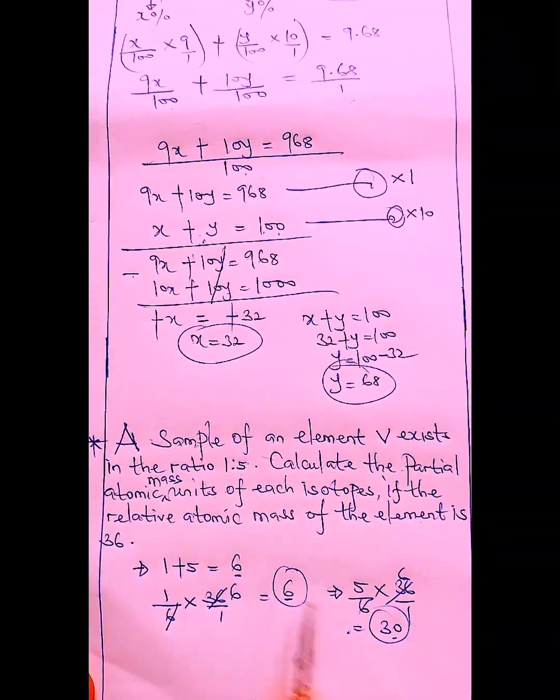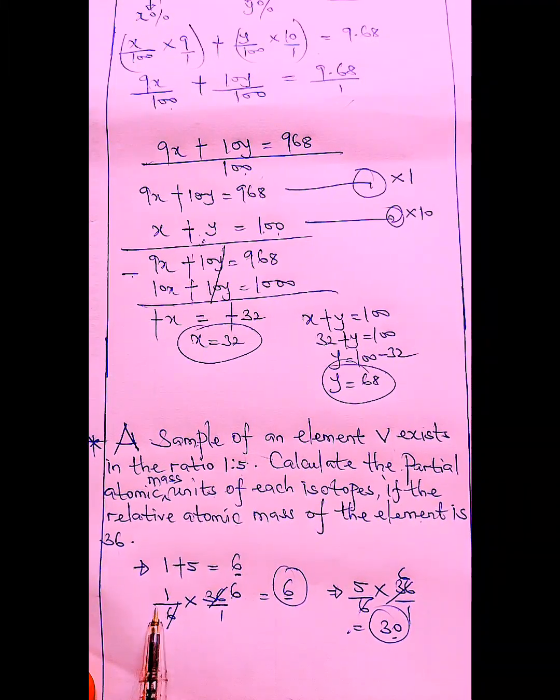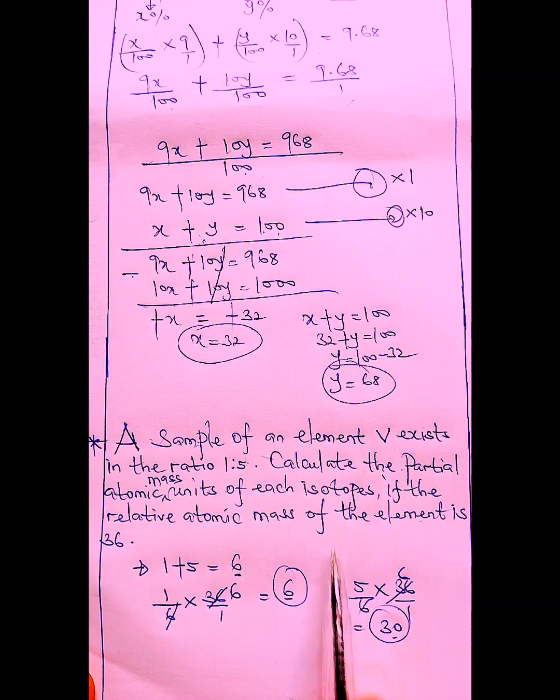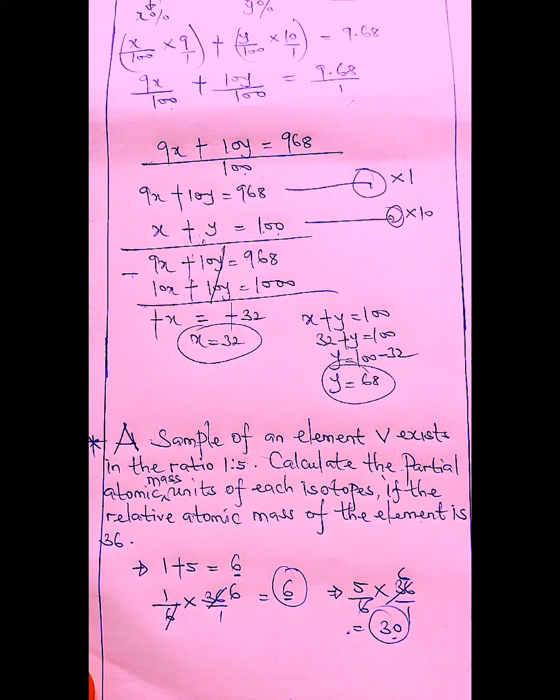So these two are the partial atomic masses of the two various isotopes for this given element B. We are not asked to get the atomic mass of this element B itself. We're just asked to get the partial atomic mass unit. So as simple as that, very easy and direct. So that's everything, the final example.